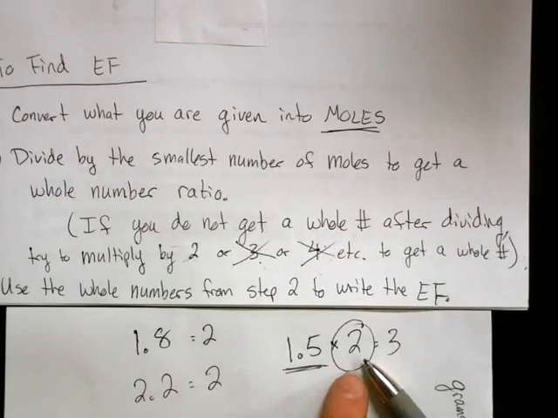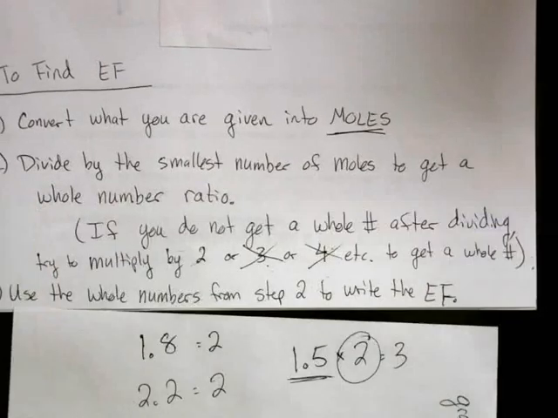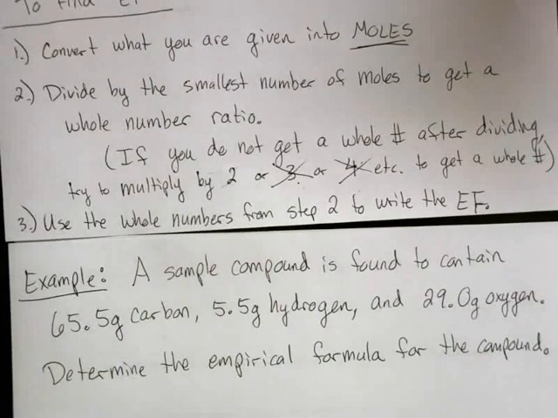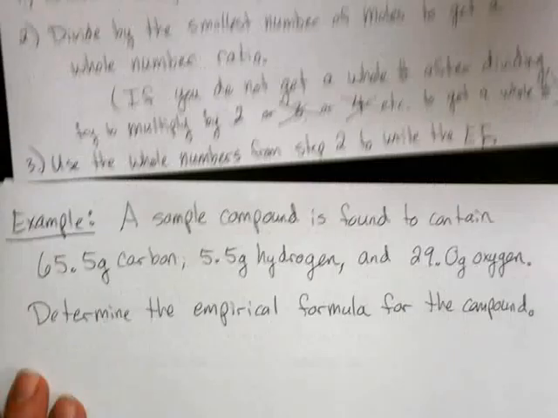Your third step, we're going to use the whole numbers we get from our step 2 up here, and then we're going to use that to write the empirical formula. Those are the process, that's the steps we're going to follow. Let's now go ahead and break those steps down. And I'm going to leave these nearby so we can reference them.